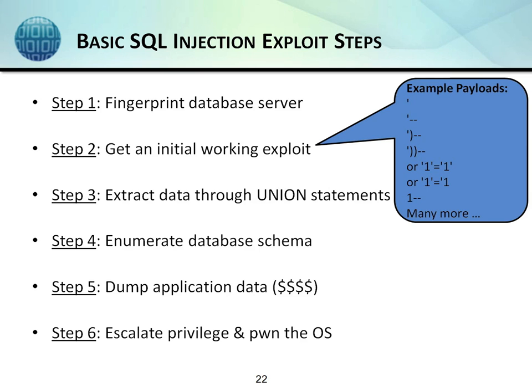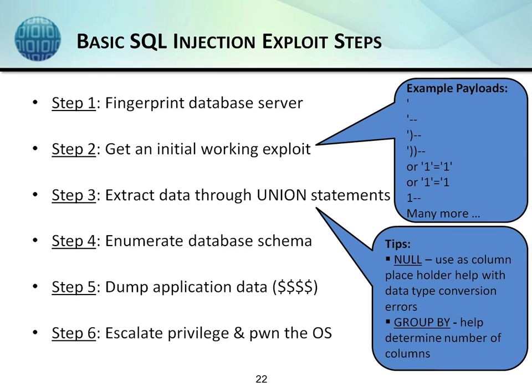And then once you've done that, once you're able to successfully execute a query, you're going to want to extract all the data from the database server, and you're going to do this through the use of a union statement. And then you're going to enumerate the database schema. So once we were able to run union queries, we got the listing of databases, the tables within each database, and the column names within each of the tables. And then we dumped the application data, and then you're also going to want to do some checks to see whether the database login is privileged, and if it is, you might go after the operating system itself.